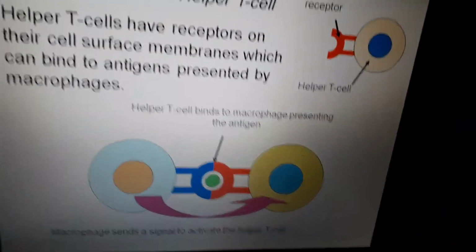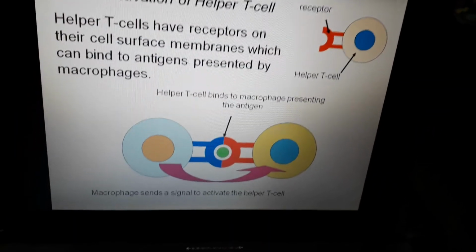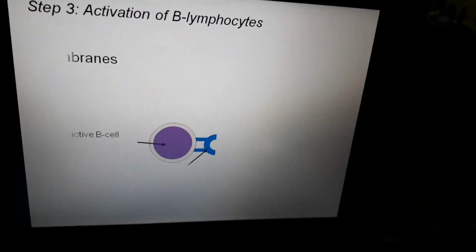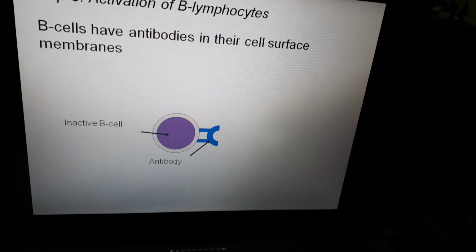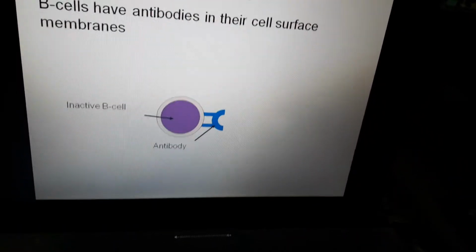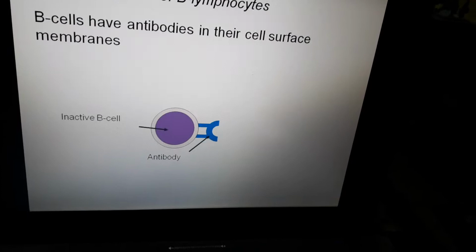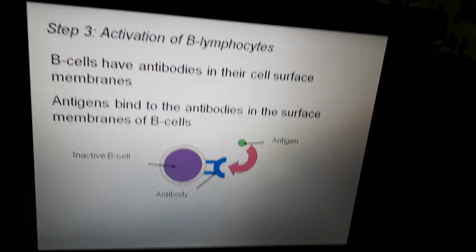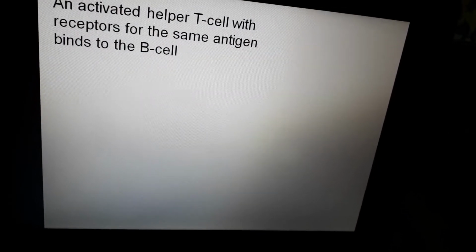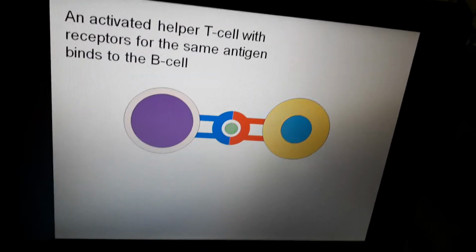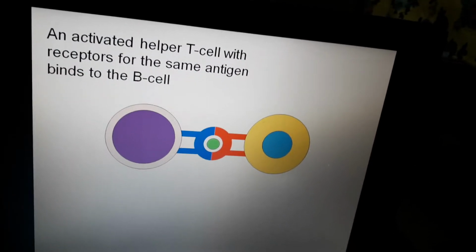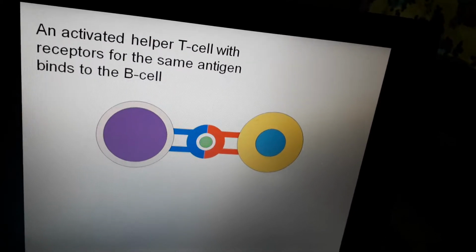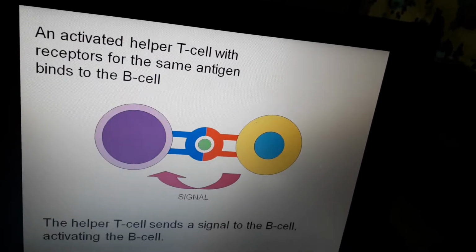As the helper T cell gets activated, this activated helper T cell will then activate a B cell, or B lymphocyte. The B cell has antibodies in its cell surface membrane, meaning it has receptors with an antibody structure on its cell surface. So when the B cell is activated by a helper T cell, it binds to this helper T cell, and the activated helper T cell sends a signal to the B cell, and the B cell gets activated.